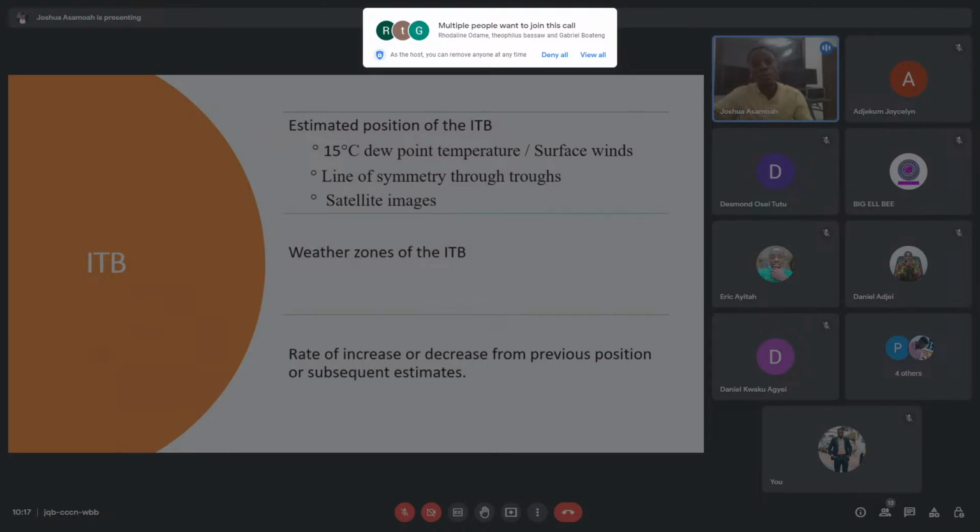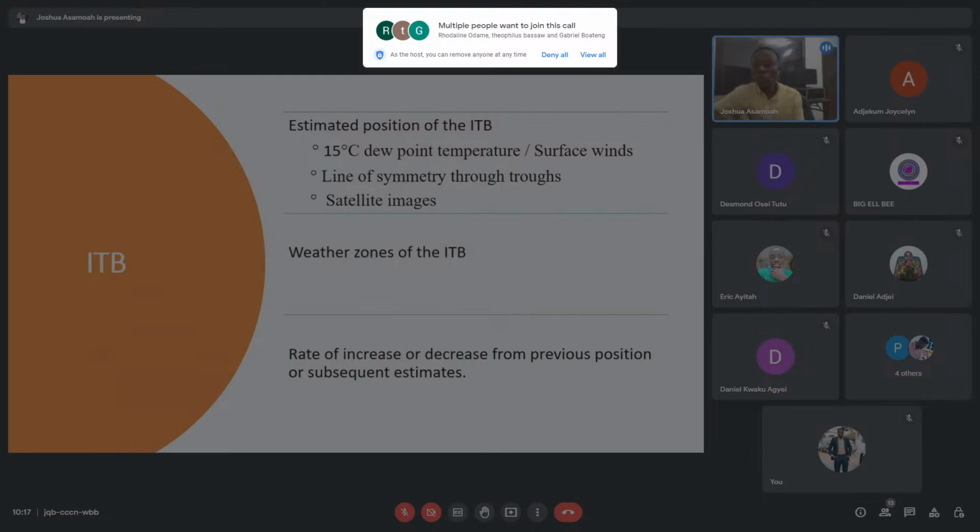So with the estimation of the ITD, if you pick the dew point chart, like you know from the inset, the GFS model from NOAA, you would see the dew point chart at 2 meters. So just pick that one and you can easily locate the 15-degree dew point temperature from there, which will tell you where your ITD position will be located.